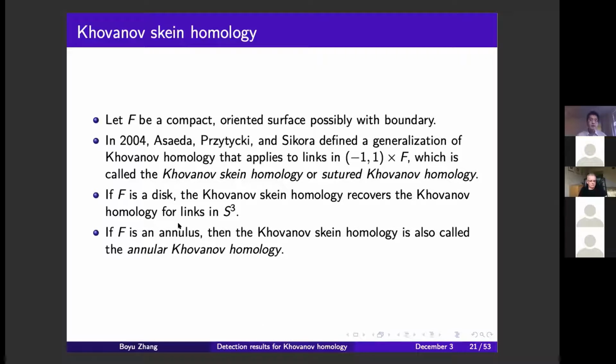And in the case where the surface is an annulus, then the Khovanov-Sky homology is also called the annular Khovanov homology, and this has been studied extensively by many people.